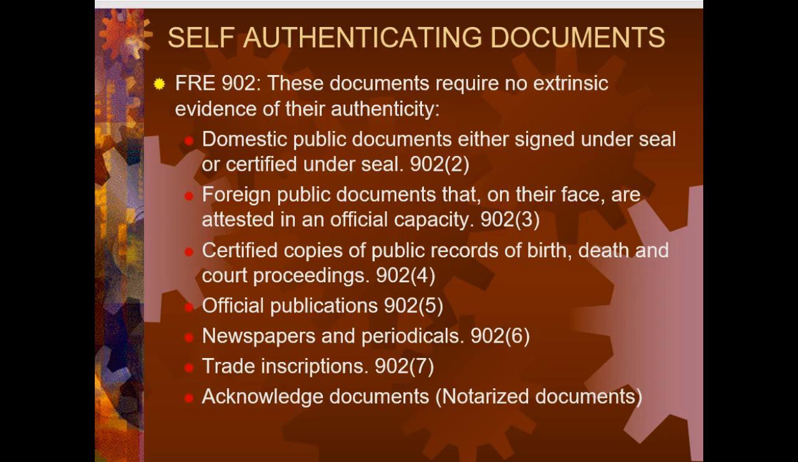Foreign public documents that on their face are attested to in an official capacity. That means that we would have a foreign public certification seal on the documents as well. And so if they have a seal that is the seal for that foreign public document agency, then yes, they will come in as authenticated. Certified copies of public records of birth, death, and court proceedings, those are all, again, public records, and they simply have to be certified copies and they can come in.